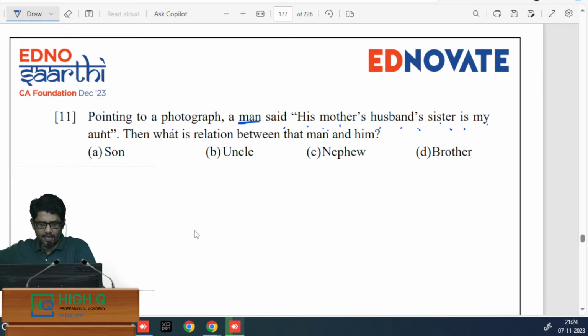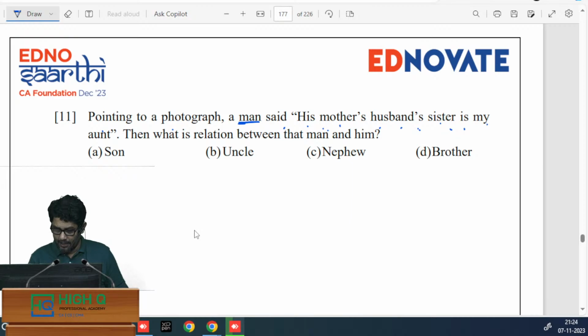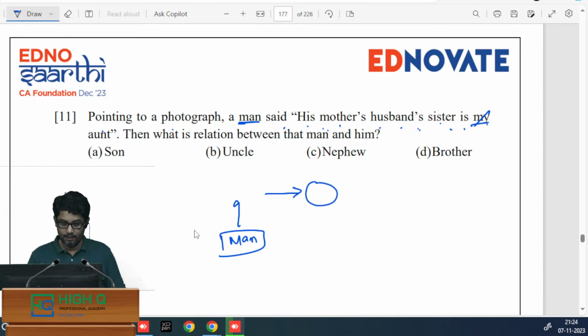Yes, brother is the right answer, my dear. His mother's husband's sister is my aunt. Okay, that man has got an aunt. Aunt means what? The man has got a father or mother, and that person has got a sister. Next, his mother's husband. Next one is what? Husband's sister. That means what will come? Yes, brother will come. And what is the relation between that man and him?